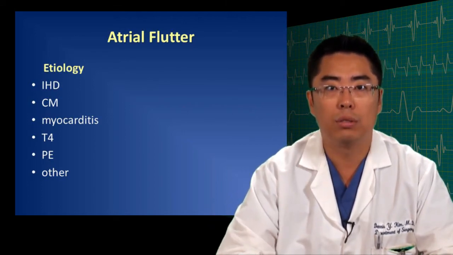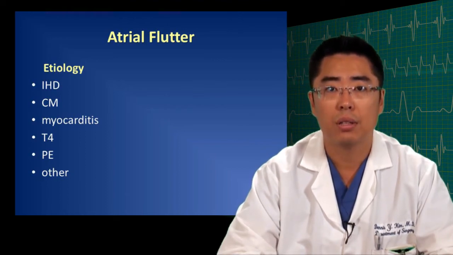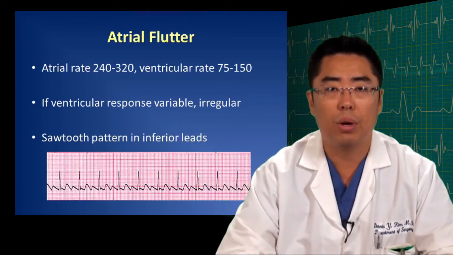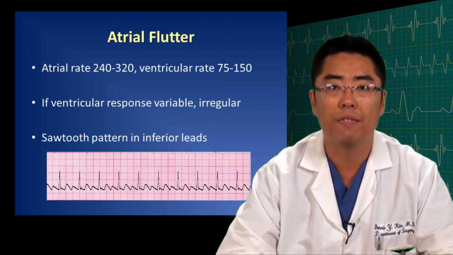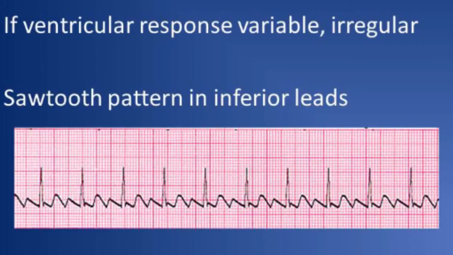The etiology of atrial flutter is similar to atrial fibrillation and includes, but is not limited to, ischemic heart disease, cardiomyopathy, myopericarditis, hyperthyroidism, pulmonary embolism, and a number of other possible causes. The atrial rate in atrial flutter usually varies between 240 to 320, and the ventricular rate may vary anywhere between 75 to 150 or higher, depending on the rate of conduction. If the ventricular response is variable, then atrial flutter tends to demonstrate an irregular rate.